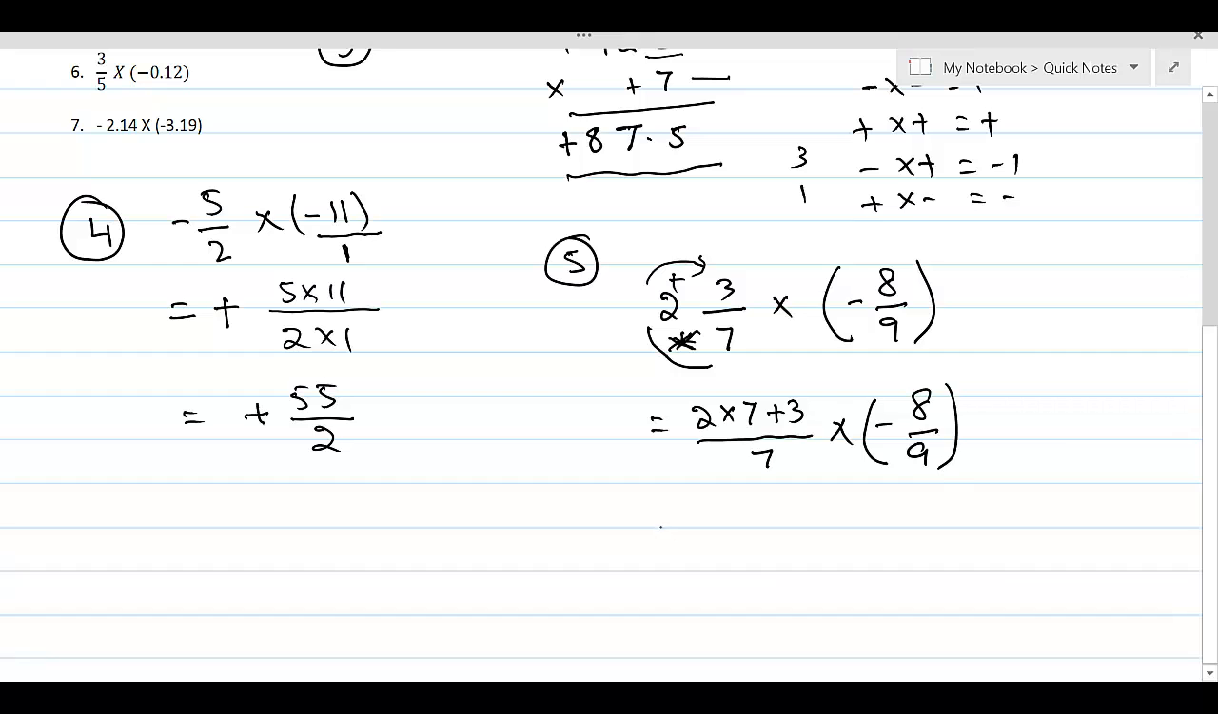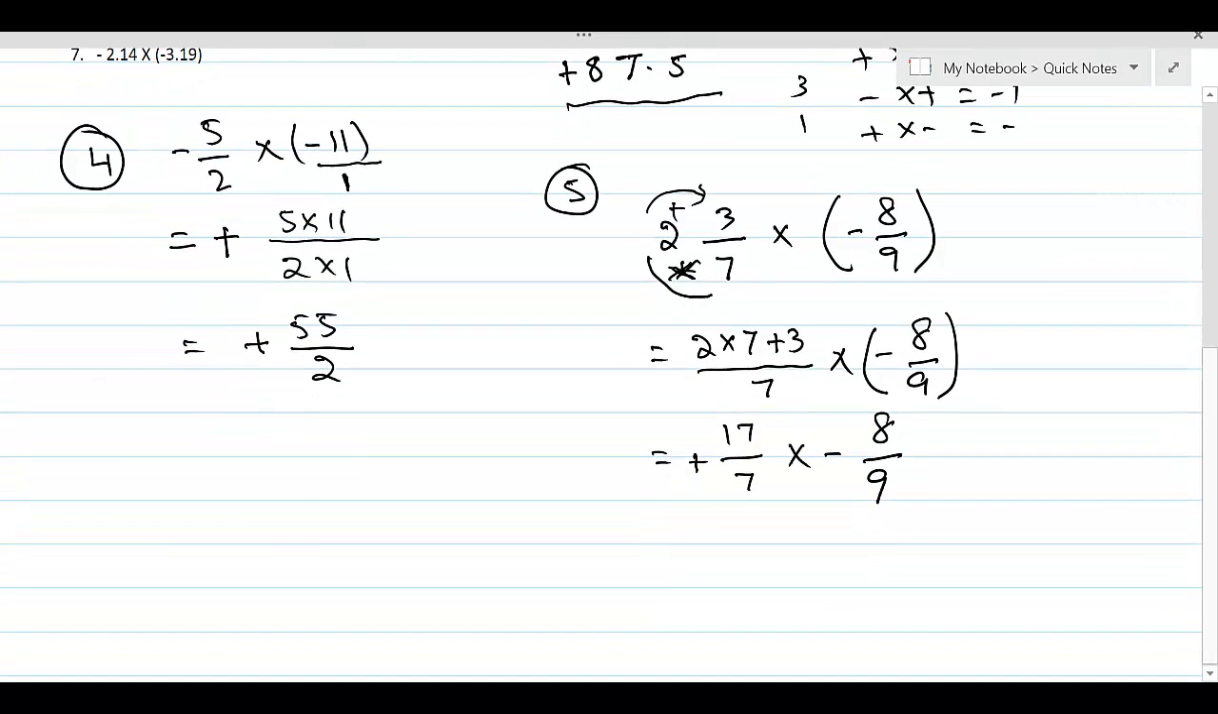So this is equal to 2 times 7 is 14 plus 3, that would be 17 over 7 times minus 8 over 9. Now the participating fractions are 17 over 7 times minus 8 over 9. What is the sign before 17 over 7? Obviously it should be positive because there is no sign written in this fraction, so this should be positive.